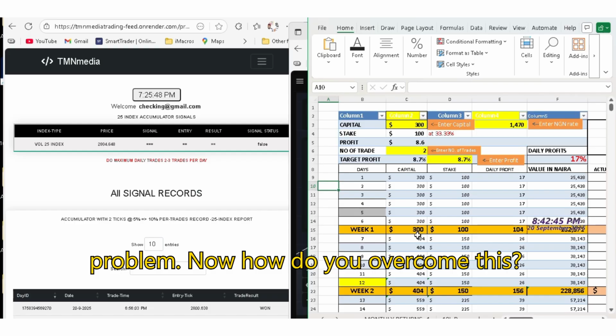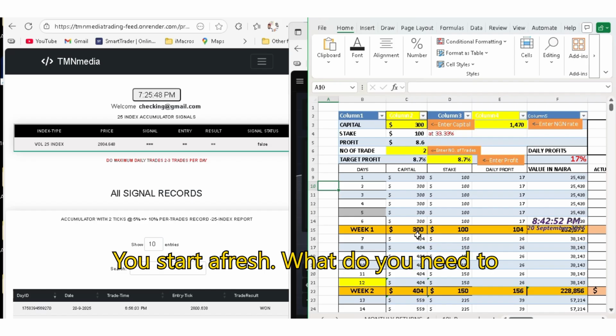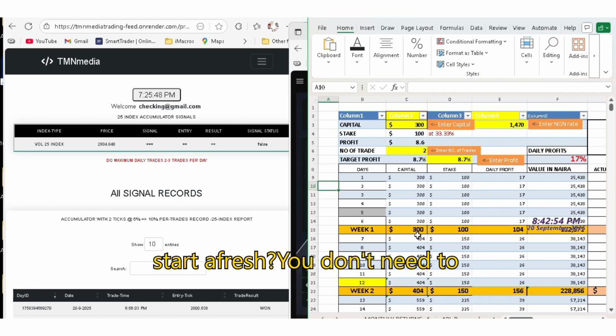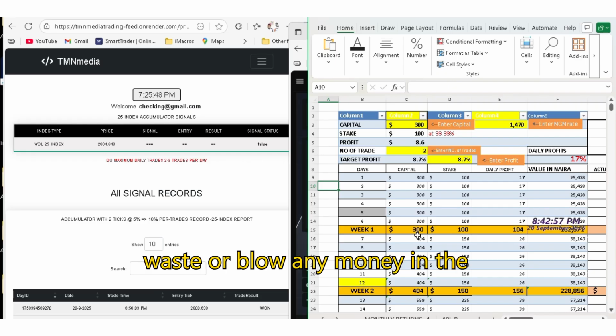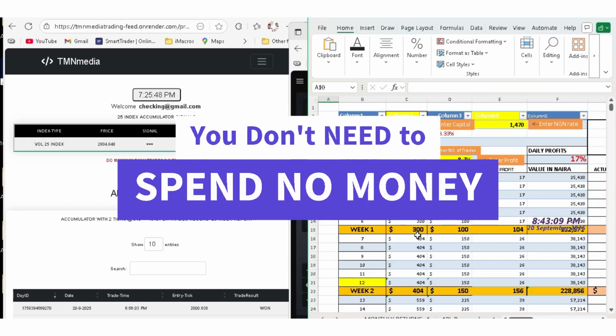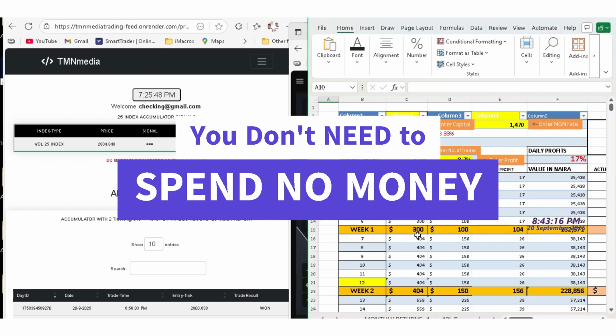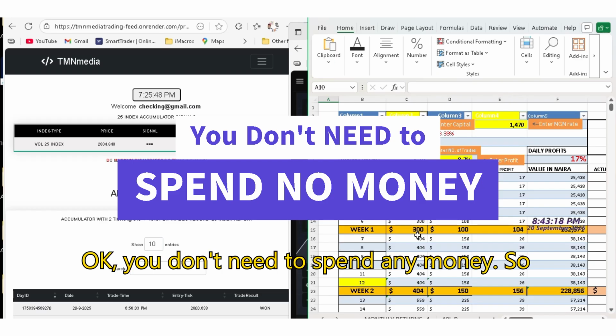Now, how do you overcome this? You can overcome this by starting afresh. What do you need to start afresh? You don't need to waste or blow any money in the next 45 days. You don't need to spend $1. I repeat, you don't need to spend any money.